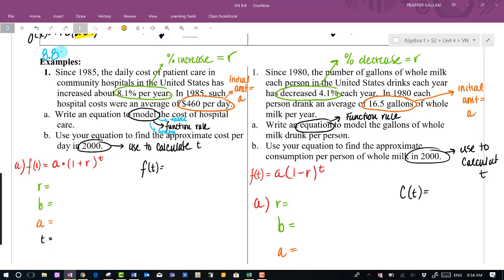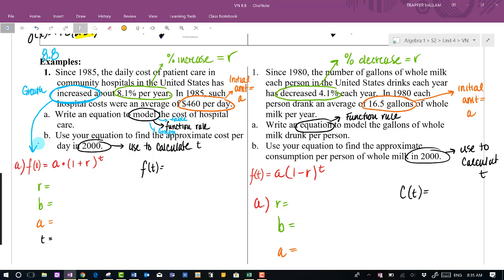I've marked them up a little bit and we'll work through this together. It says, since 1985, the daily cost of patient care in community hospitals in the United States has increased about 8.1% per year. And I know I should read the whole problem, but that word right there throws up a flag. I know from that word that this means it's an exponential growth. And as soon as I get that, that gives me this inside my head. And so it's what pops in there, right?